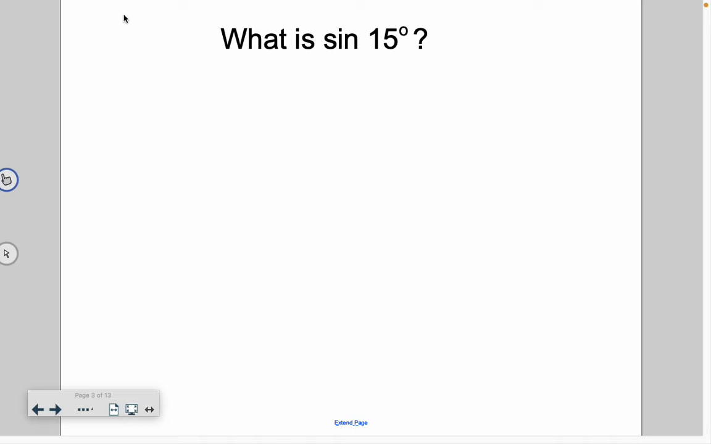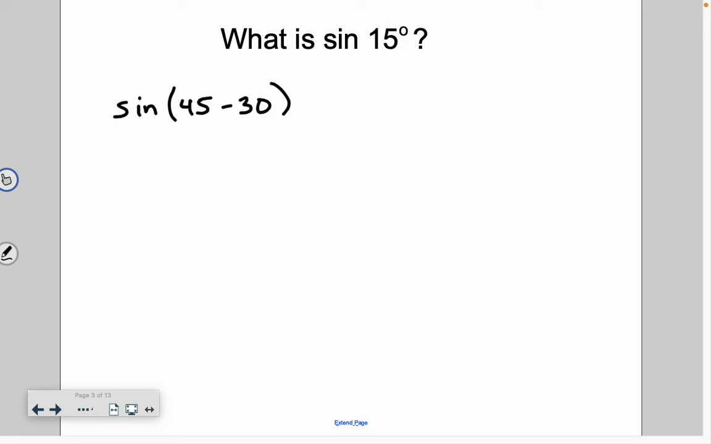What's the issue with the 15 degrees, by the way? It's not on the unit circle. That's a problem. That's where the sum and difference identities come into play. We can come up with 15 degrees by using some values that are on the unit circle. How can I get 15 degrees out of some of the angles that are on the unit circle? We could do 45 minus 30. So instead, we're going to actually do the sine of 45 minus 30. We're going to look at it that way instead.